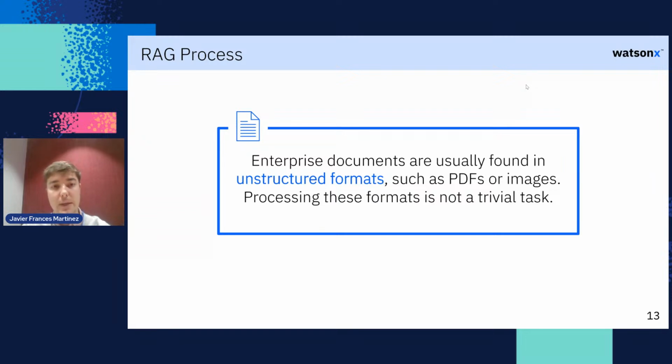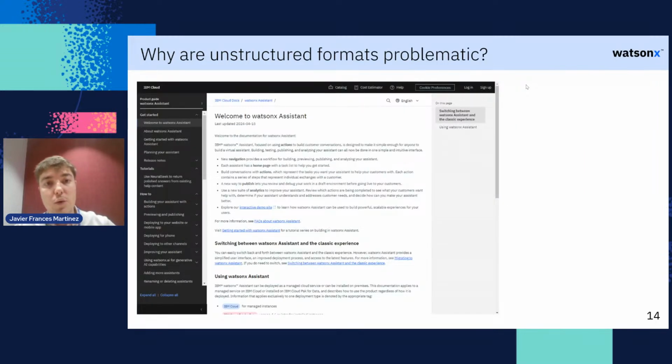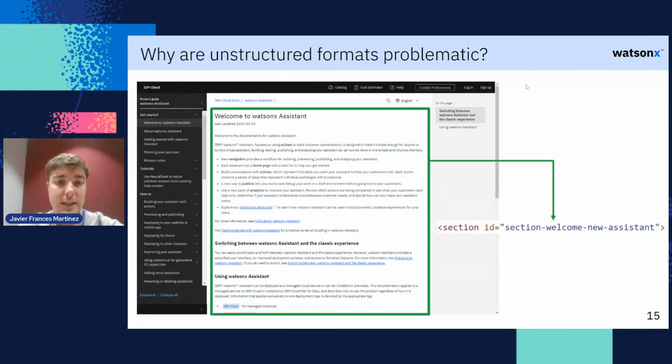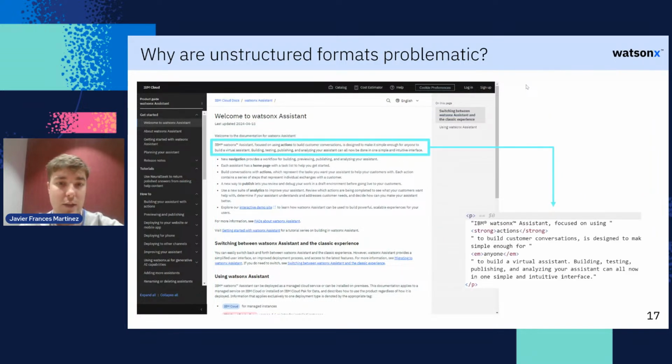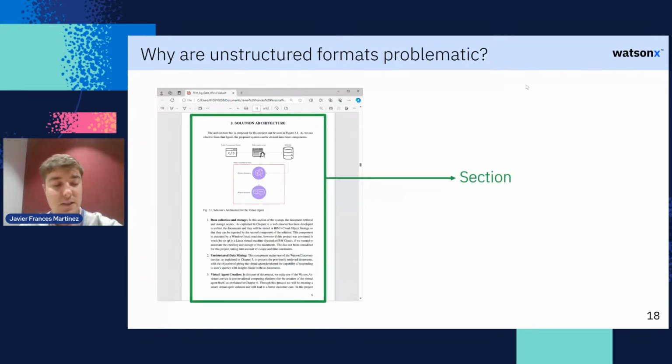Why is this happening? Taking a look at a structured document, such as a web page, when processing it, we can use the structural information to automate this document conversion. For example, I know this is a section because it has a section ID tag. I know this is a title because it has a title tag. I know this is narrative text because it has a P tag. But when I look at PDFs, this is not as easy.